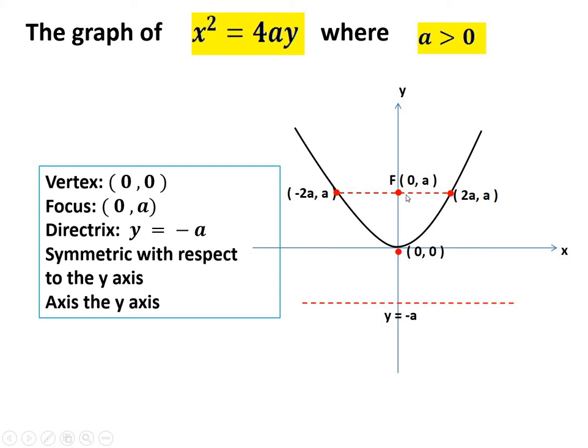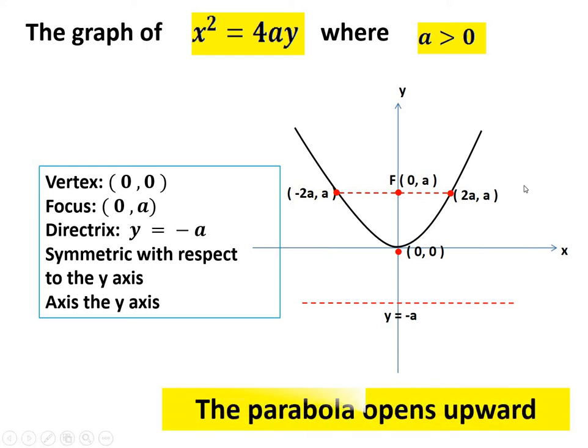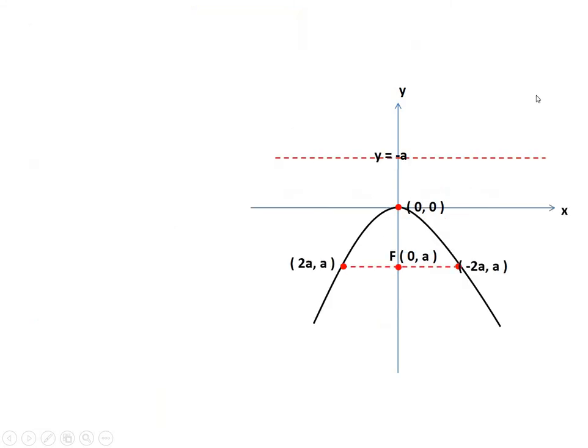The directrix is the opposite of a, which is negative. In here, it is symmetric with respect to the y-axis, and the axis is the y-axis also. So that is the third graph, and the parabola opens upward. Let's have the last one.